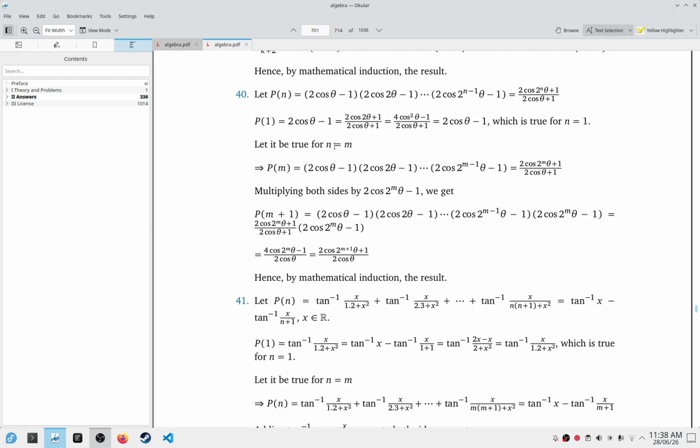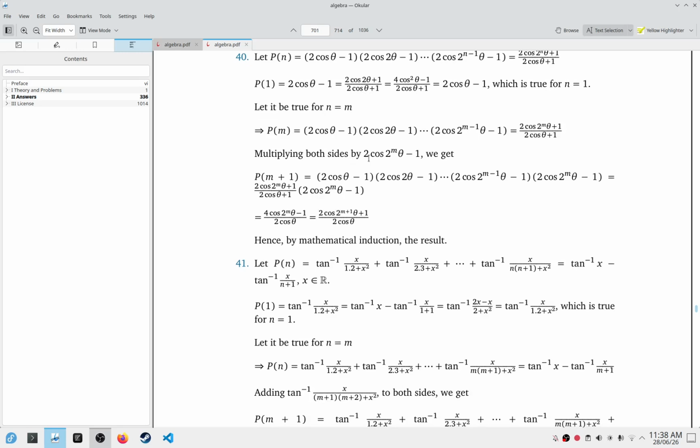So we let it be true for n is equal to m, we have this expression, and we multiply both sides by 2 cos 2 raised to the power n theta minus 1. So left hand side takes the form of Pn plus 1 and right hand side becomes this. Okay. Now we solve this. Upon solving, we arrive at the value of 2 cos 2 raised to the power n plus 1 theta plus 1 by 2 cos theta plus 1. And thus by induction we have proven the result.